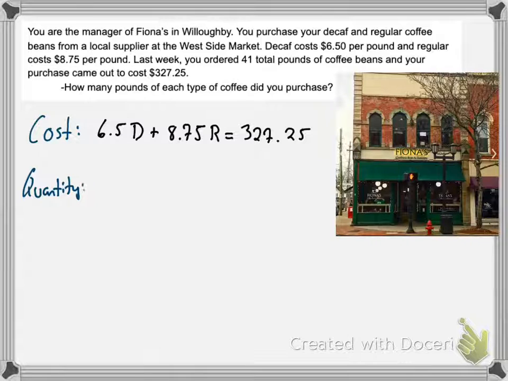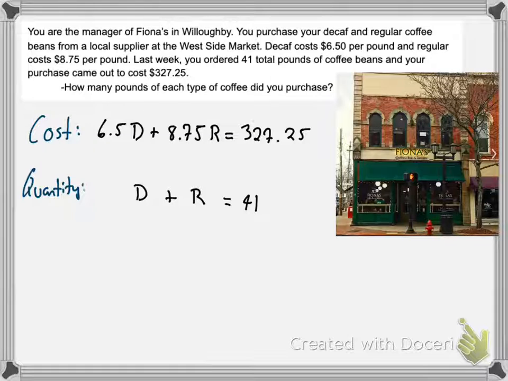For our second equation, for quantity, we know that we had 41 total pounds of coffee. We don't know how much of either. So for this equation, I'm just going to put D plus R equals 41. Again, since our unknowns are the pounds of each, and the pounds of each should sum up to 41.